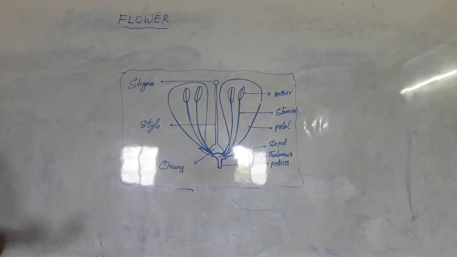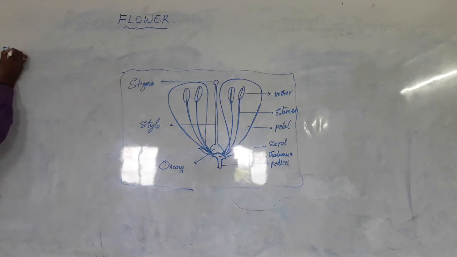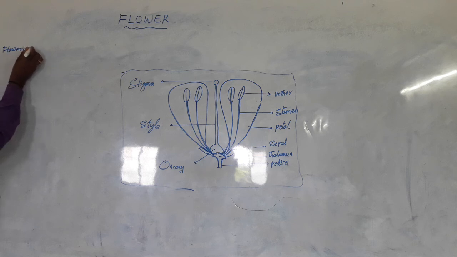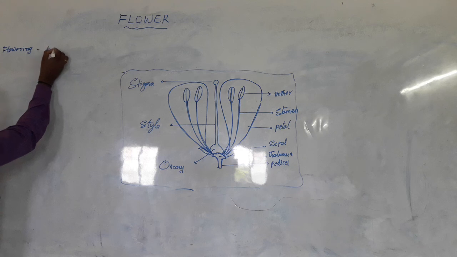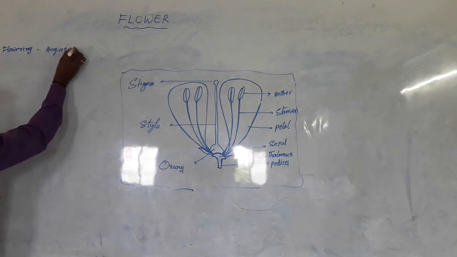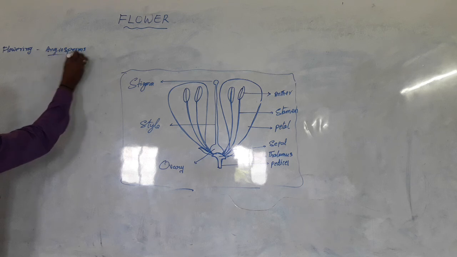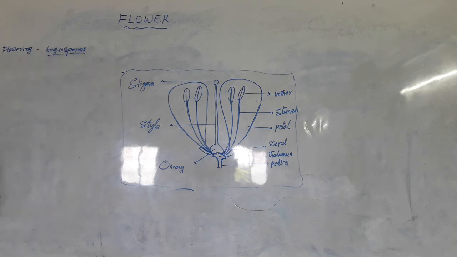Now, coming to the topic, this is a flower. The presence of flowers is the characteristic feature of all flowering plants, particularly angiosperms. They are a type of advanced flowering plants.